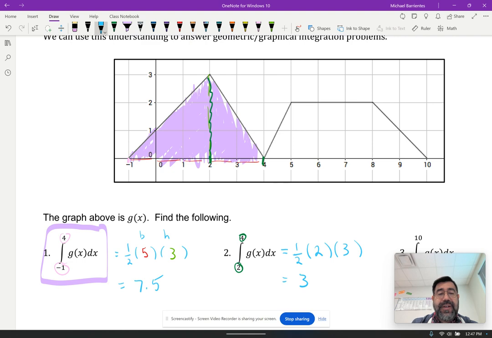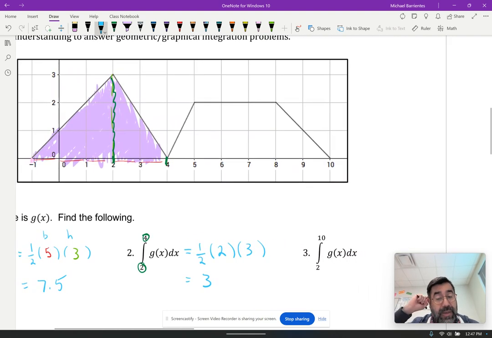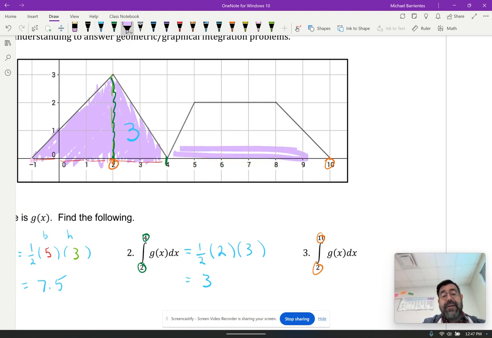We'll do one more in this video. We'll come back and try some more. Number 3, can you find the integral of g of x dx from 2 to 10? Okay, so from 2 to 10. Well, 2 is right here. 10 is way over here. I already found this part, so I already know that that part is 3. So all I need to do now is find the area over here, and I'm good to go.